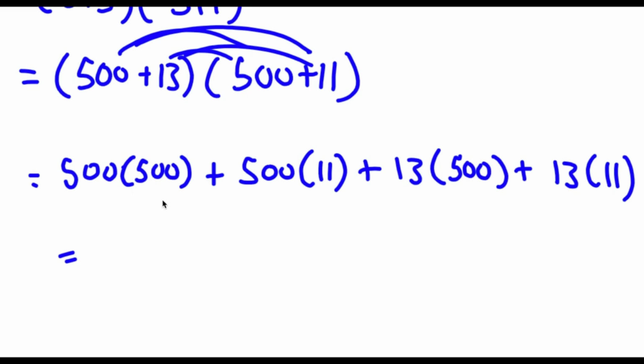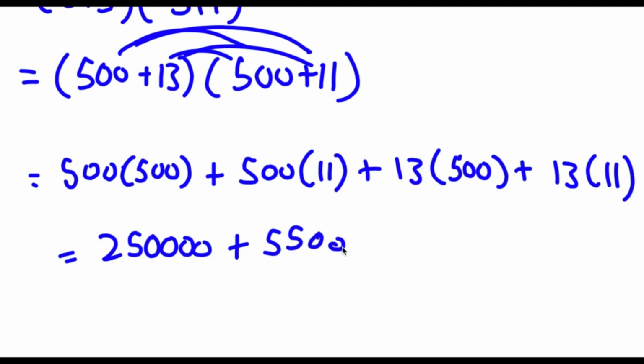Now, 500 times 500 is going to be 250,000, plus 500 times 11, this is going to be 5,500, plus 13 times 500 is going to be 6,500, plus 13 times 11, this is going to be 143.